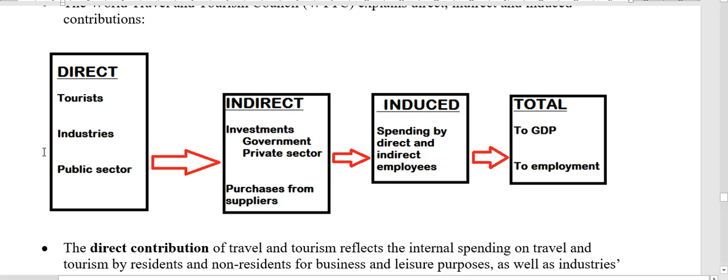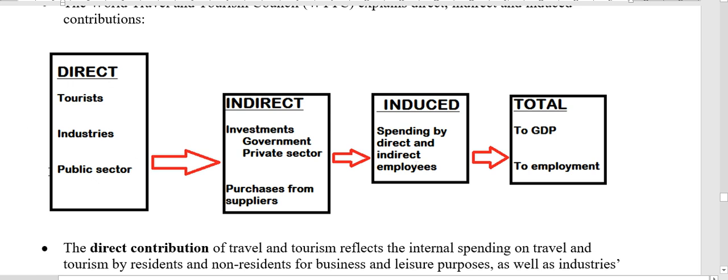So people that are directly involved in the tourist industry will earn a salary. People that are indirectly involved in the tourist industry will earn a salary. And those people are earning salaries purely because of the tourist industry. So they're spending the money that they're earning, and spending is part of the induced contribution to the GDP.